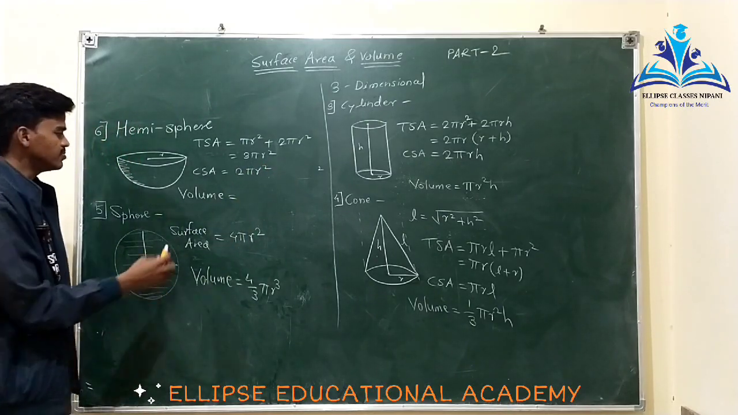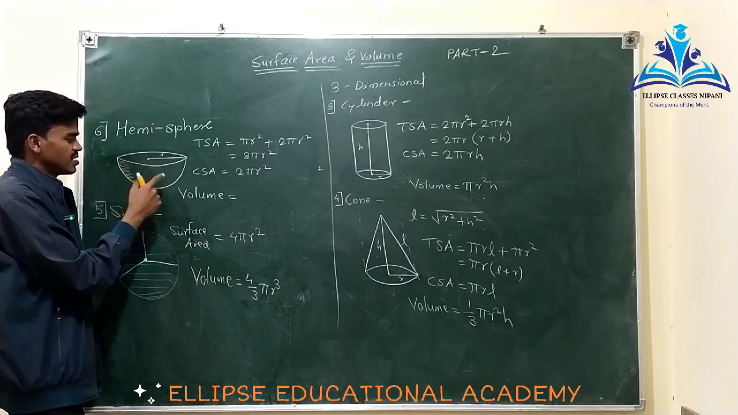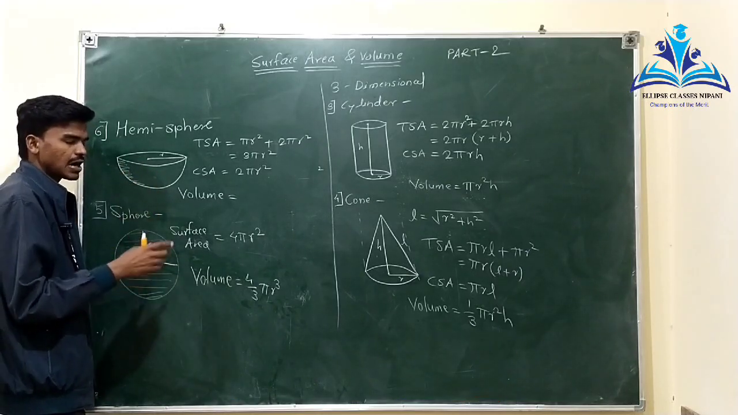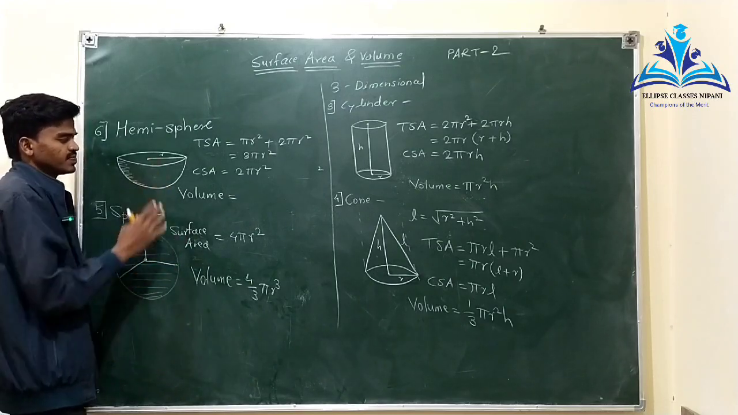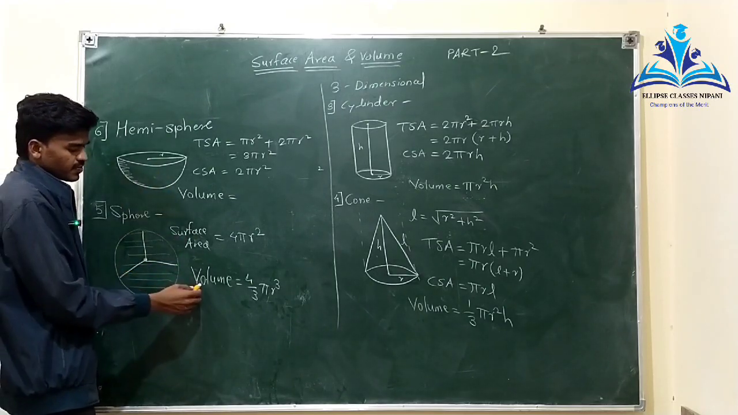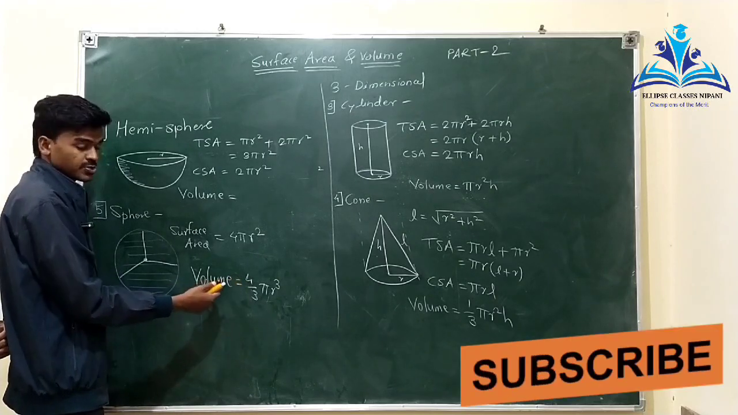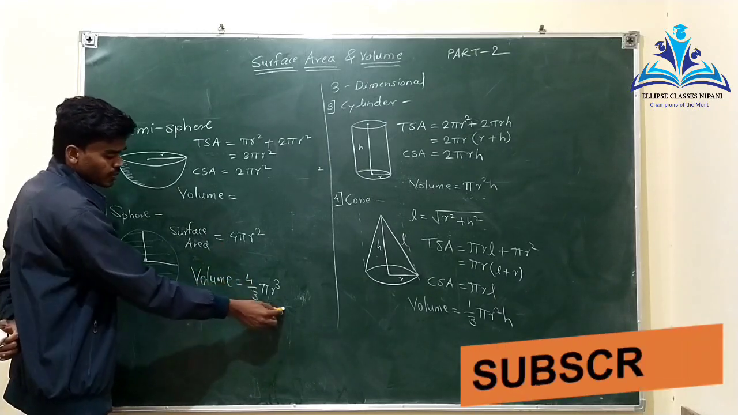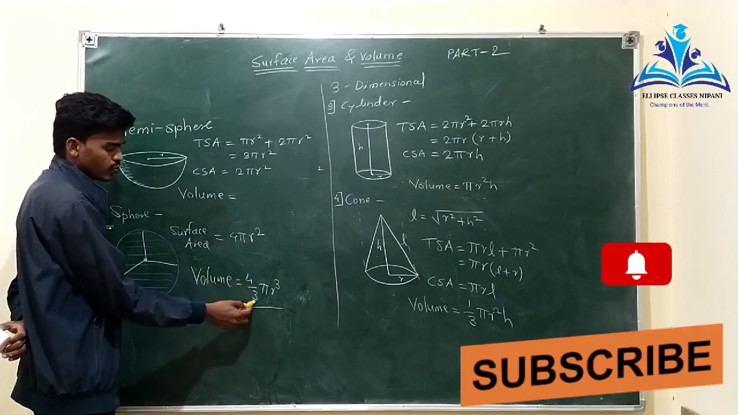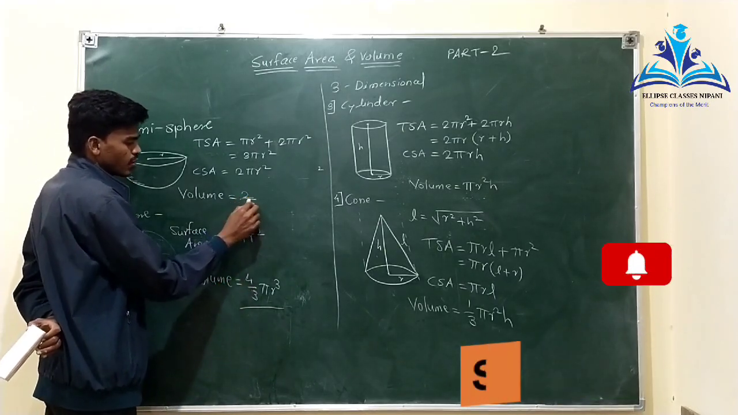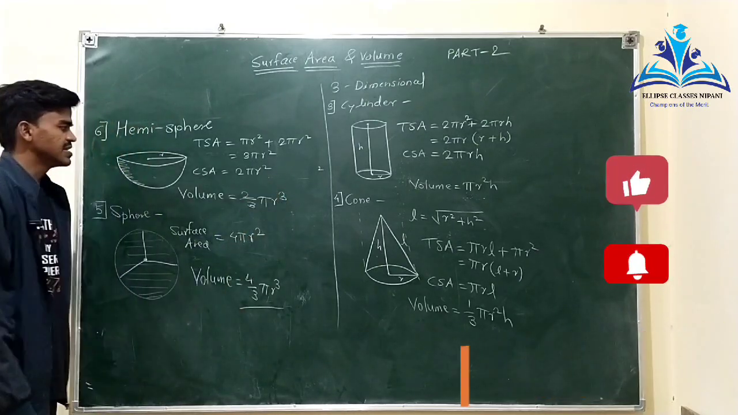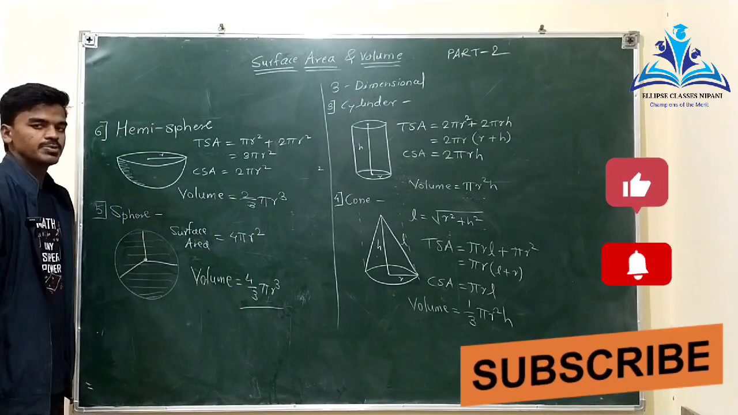And what about the volume? This is a hemisphere, exactly half of the sphere, so the volume is also half of the sphere's. That means half of 4 upon 3, that is 2 upon 3 pi r cube. This is the volume of the hemisphere.